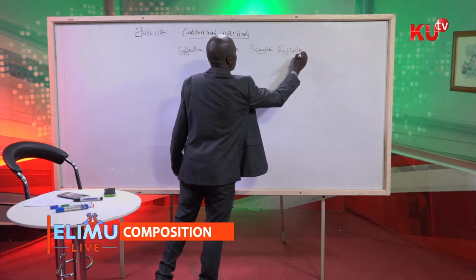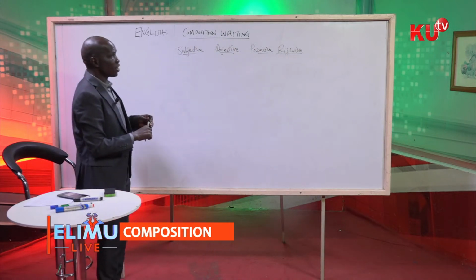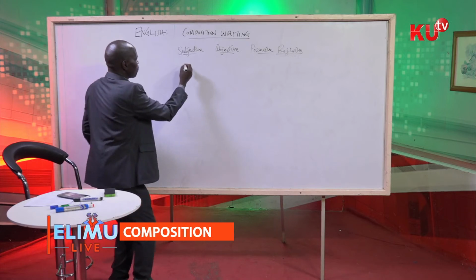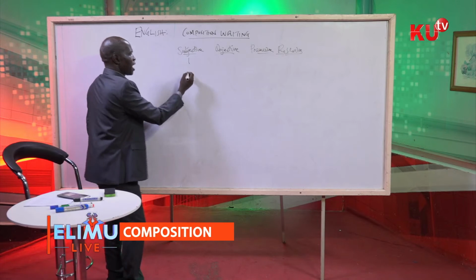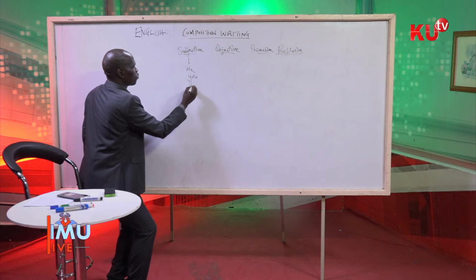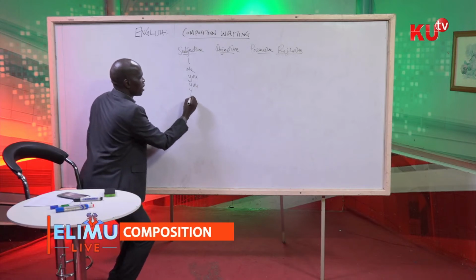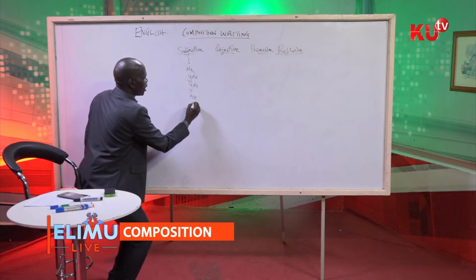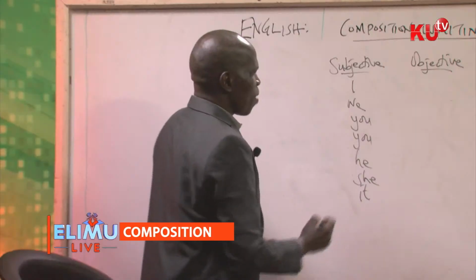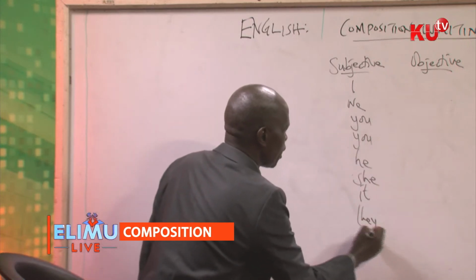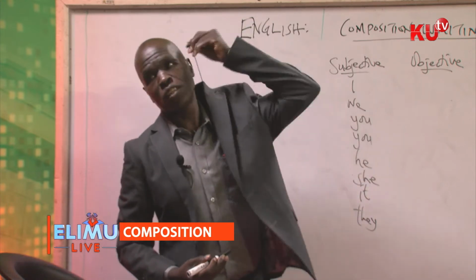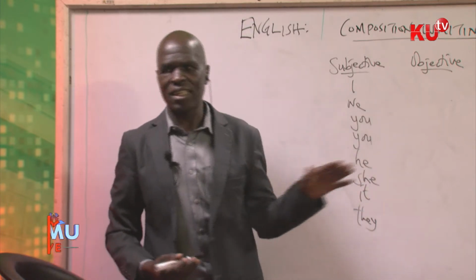Now look at this very quickly so that you see what I mean, especially when it comes to writing. Subjective, first person singular is I, plural we. Second person you, plural is you. Third person he or she, depending on the gender, it. Plural would be they. Now, the reason we call this subjective is because we normally begin our sentences using this.